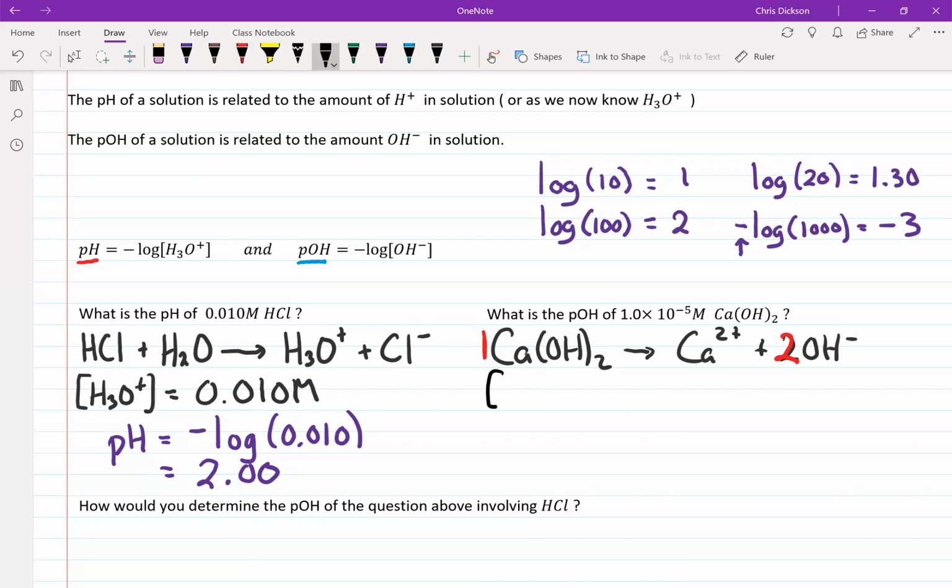And what we notice is that the ratio between the salt, the calcium hydroxide, which we know the concentration of, and the hydroxide is a 1:2 ratio, which means the hydroxide concentration will be twice that number. So the concentration of the hydroxide ions would be 2.0 times 10 to the minus 5 molar. So they are double the concentration.